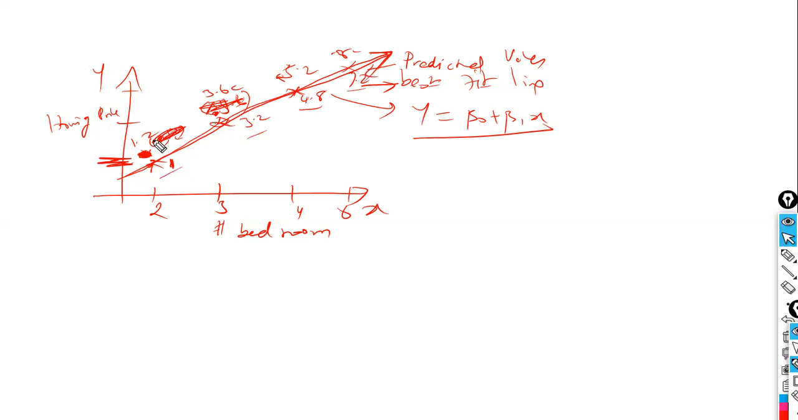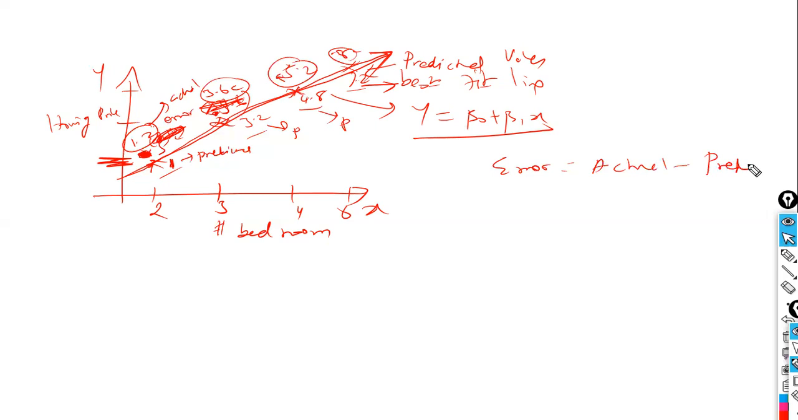So these are all predicted values. P means predicted, and these are the actual values. These are the actual values, these are the predicted values. The distance between these two is called your error. So what is error? Error is equivalent to actual minus predicted. That is called your error.